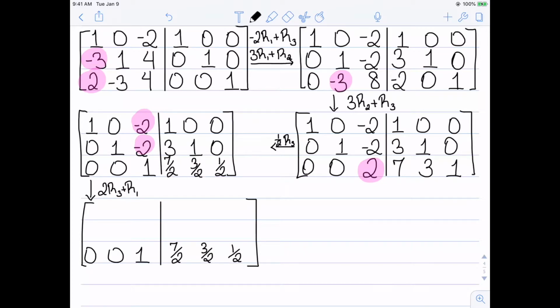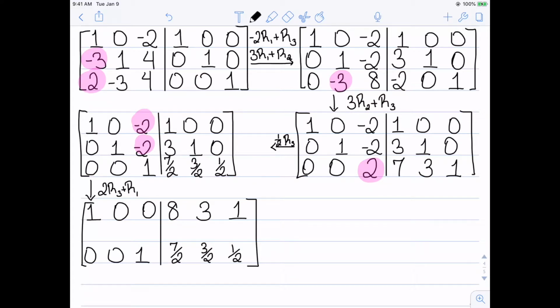0 times 2 is 0, plus 1 is 1. 2 times 0 is 0, plus 0 is 0. And 2 times 1 is 2, minus 2 is 0. On the right-hand side, 2 times 7 over 2 is 7, plus 1 is 8. 2 times 3 over 2 is 3, plus 0 is 3. And 2 times 1/2 is 1, plus 0 is 1.